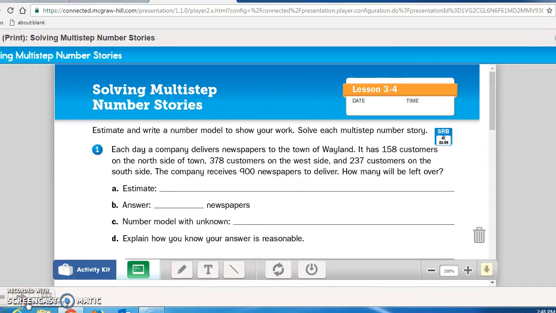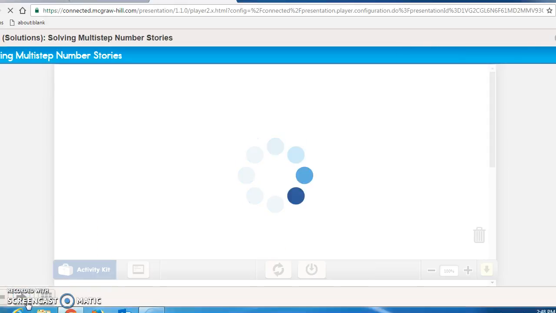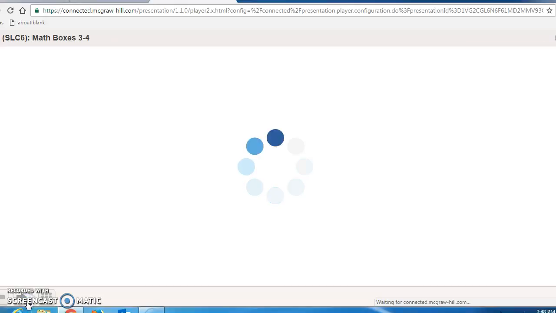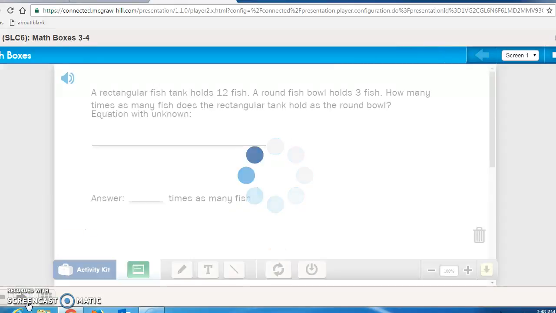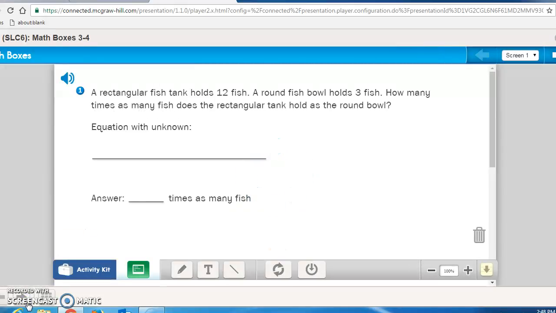Again, this is just showing you Math Journal page 79. You need to pause the recording now to finish that page, and then don't forget to bring it back to me. That was the answer, but I should have already checked that for you. The next one is looking at Math Journal page 80. It reads, a rectangular fish tank holds 12 fish. A round fish bowl holds 3 fish. How many times as many fish does the rectangular tank hold as the round bowl?